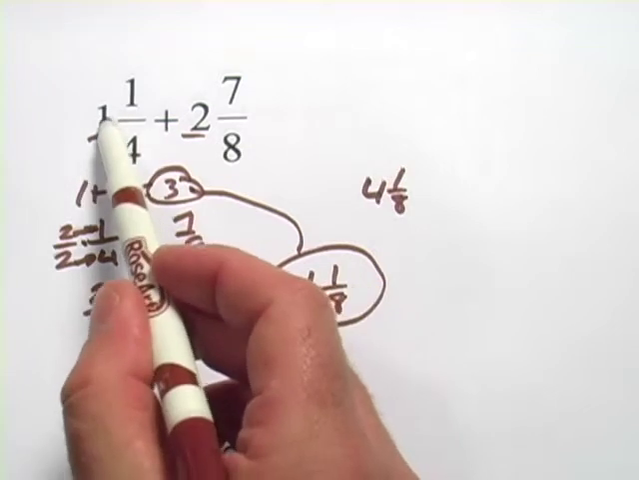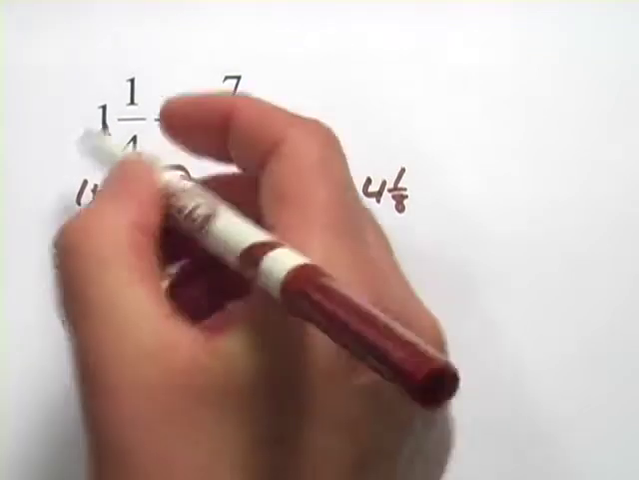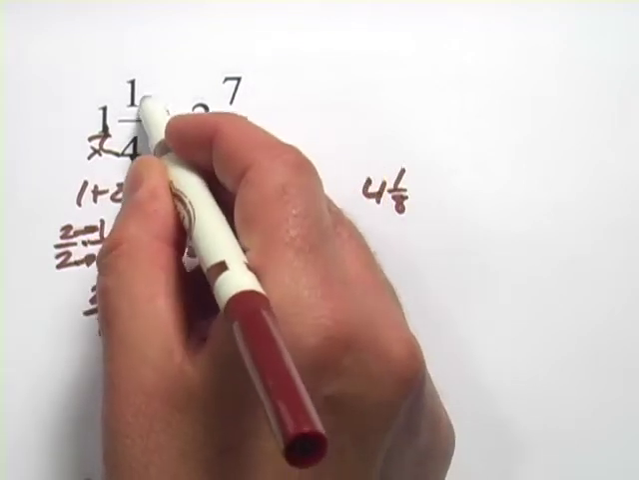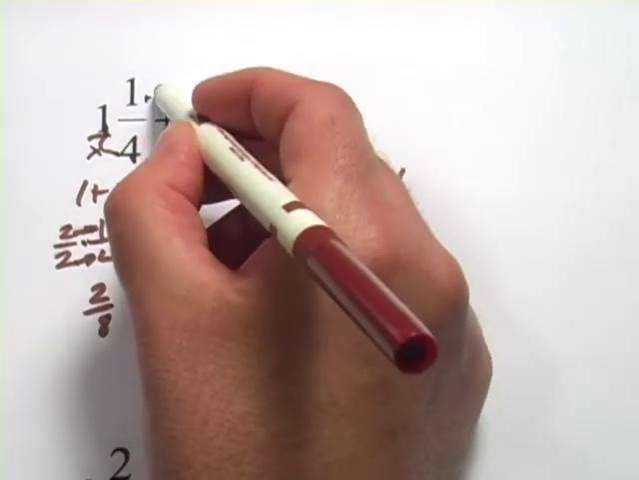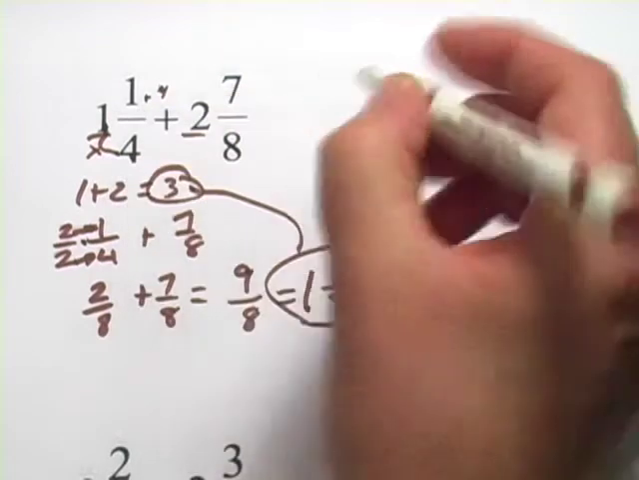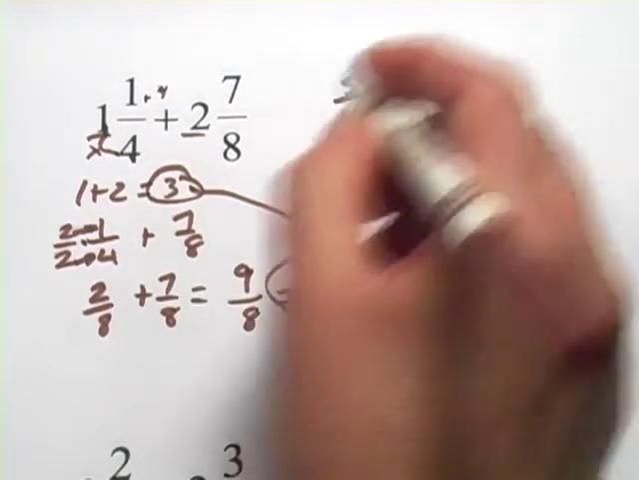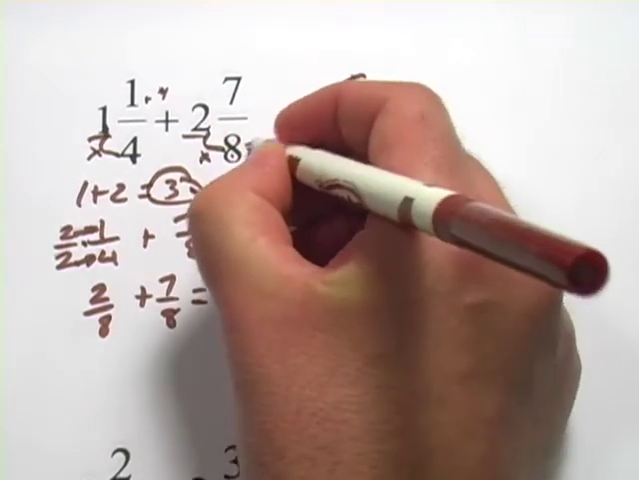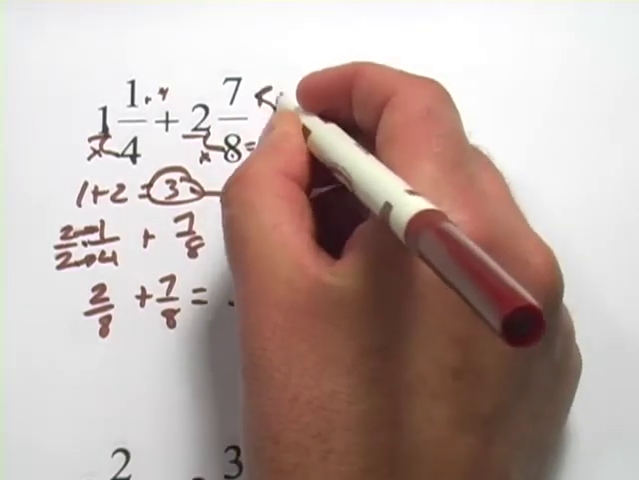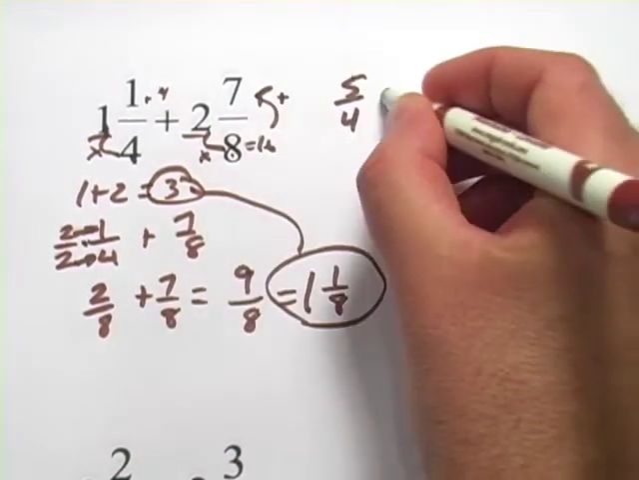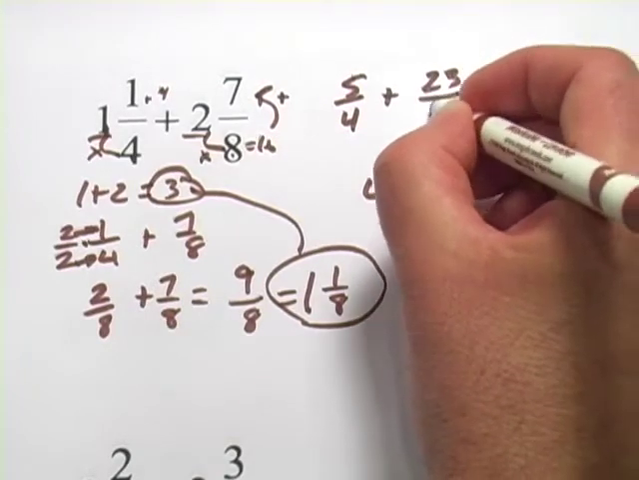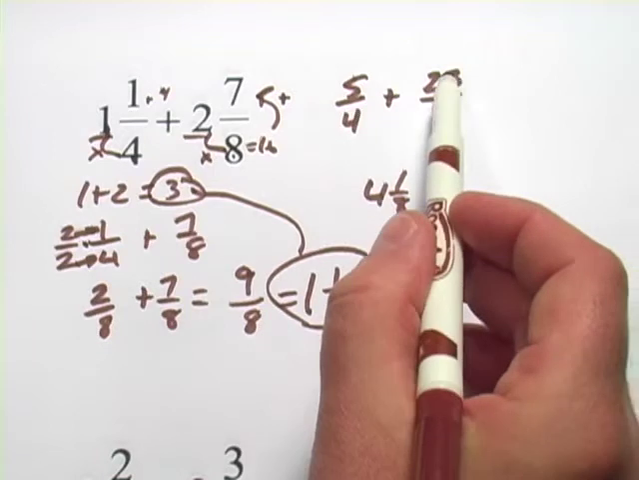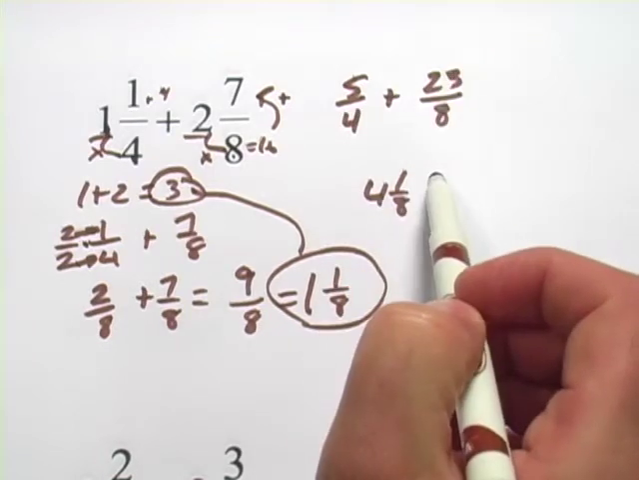To do that, you take the integer and you multiply it by the denominator. So 1 times 4 is 4, and then you add that up here. So that would be 1 plus 4, and that would be 5/4. And then here, 2 times 8, so you multiply here, is 16. And then you add here, that would be 23/8. So this is 1 and 1/4, and this is 2 and 7/8, just converted into improper fractions.